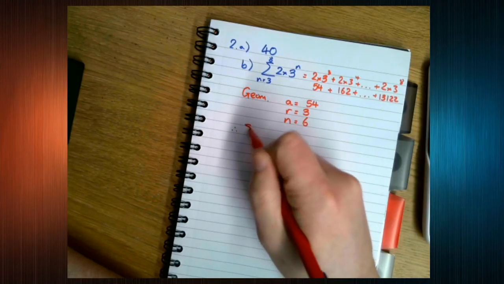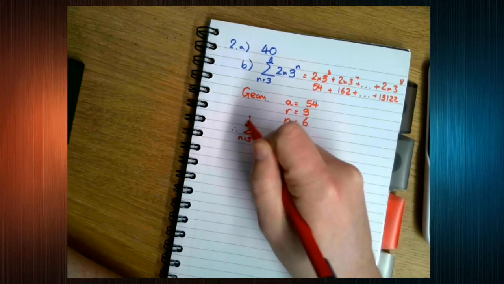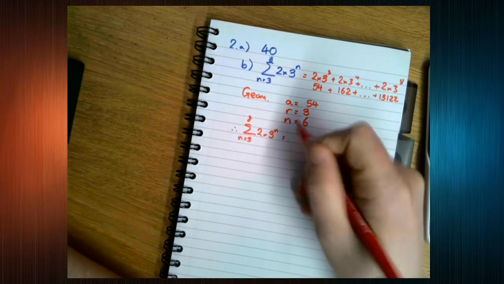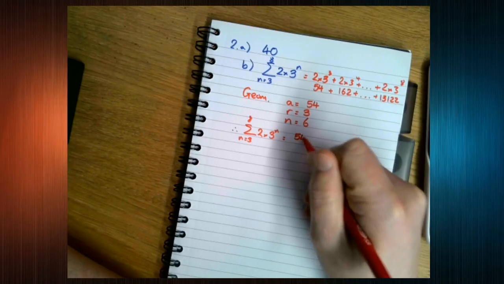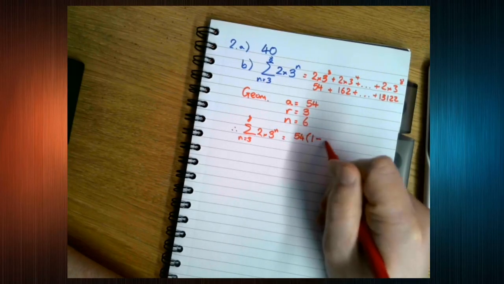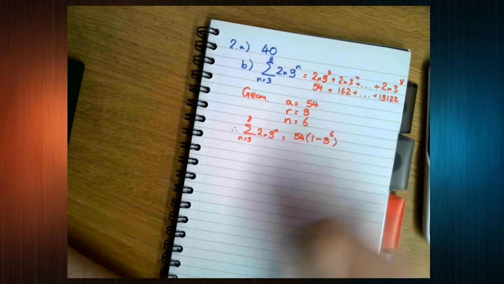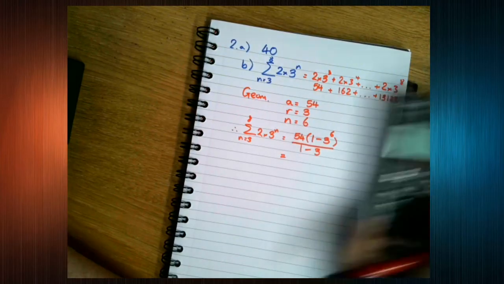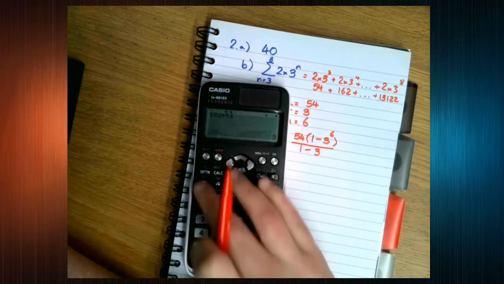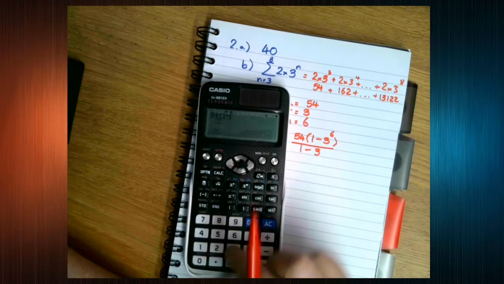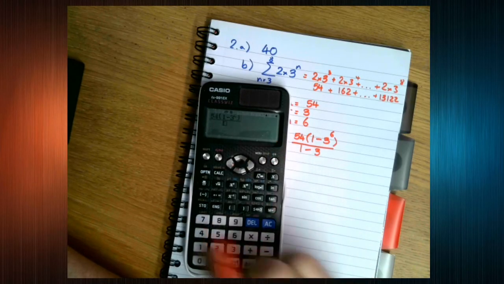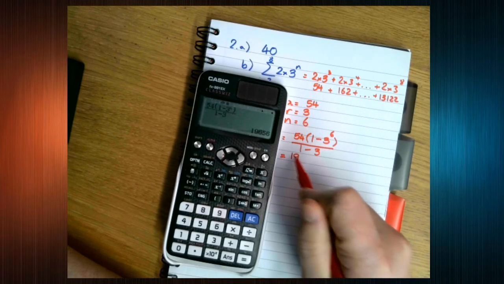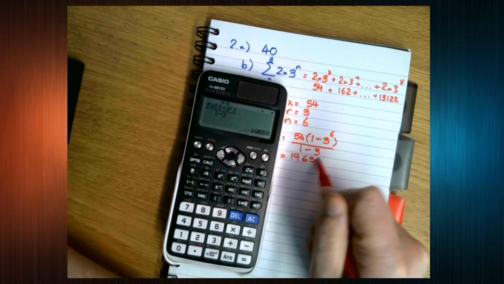So we know the sum from n is 3 to 8 of 2 times 3 to the n. We use the summation formula. So a times 1 minus r to the n over 1 minus r. 54 times 1 minus 3 to the power of 6 over 1 minus 3 gives us 19,656.